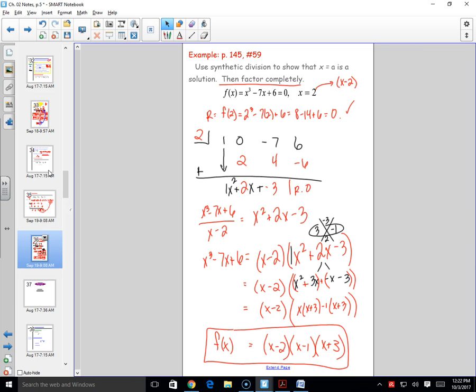But remember, this section is going to help you out by giving you one that works. In section 2.5, it says, okay, training wheels off, we're just going to give you a polynomial, let's go for it. But we'll work up to that.